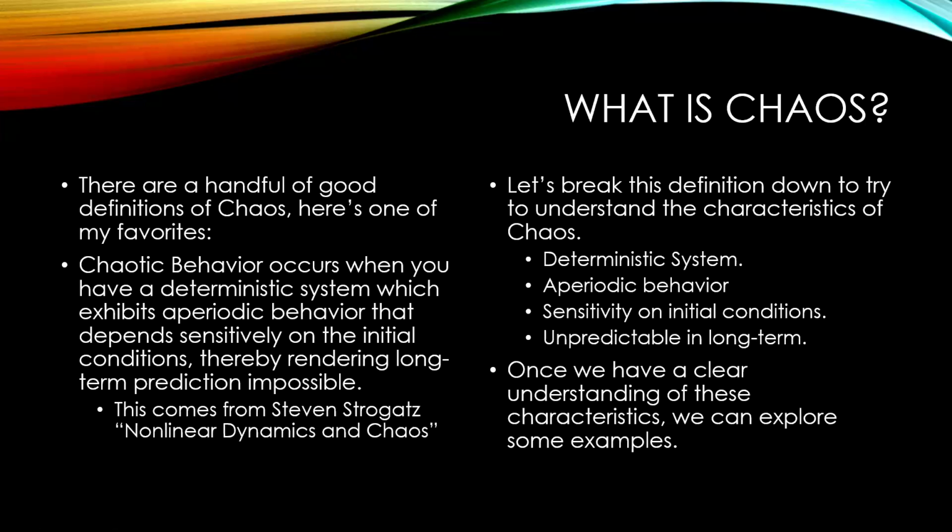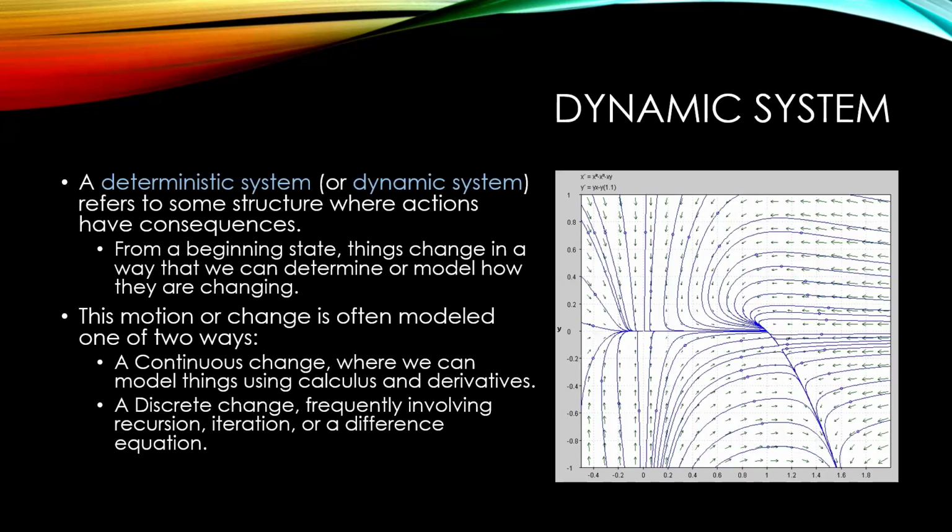And so let's break this definition down. We have a deterministic system. What is a deterministic system? What is aperiodic behavior? What is sensitivity to initial conditions? And what does it mean to be unpredictable in the long term? Once we have a clear understanding of these characteristics, then we can explore some examples. And so let's begin with the idea of a dynamic system or a deterministic system.